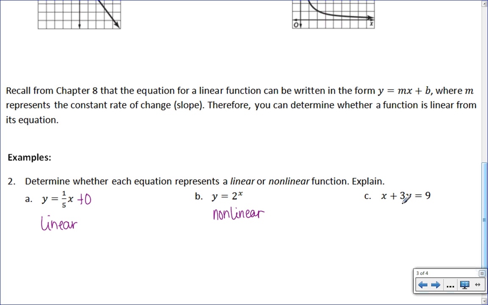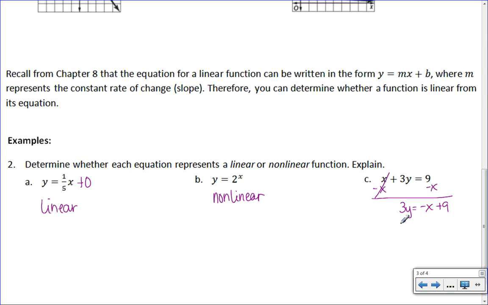And the last one, x plus 3y equals 9. Well, again, it's not in this form, y equals mx plus b, but we could start to try to get it in that form to see if that's possible. So if I want it to be y equals mx plus b, it needs to be solved for y. So we want to try to isolate the y. Well, the first thing I would do would be to try to get rid of this x by subtracting. So we'd have 3y equals, and since we want it to look like mx plus b, we'll put the term with the x first. So minus x plus 9.